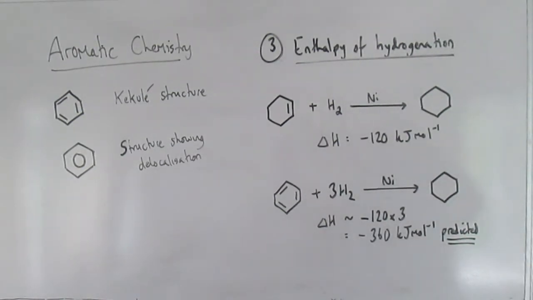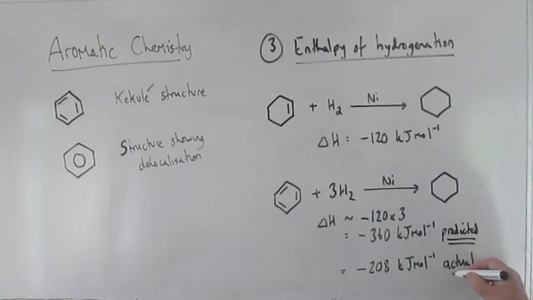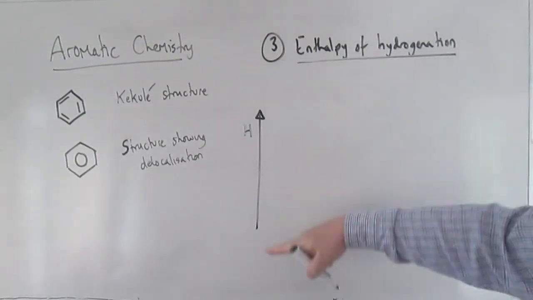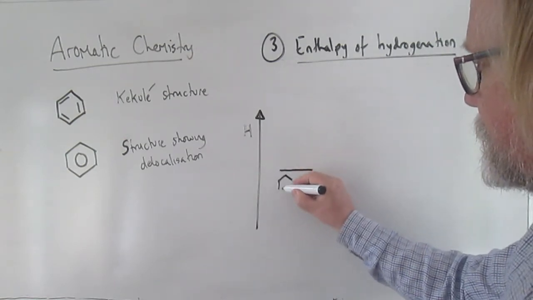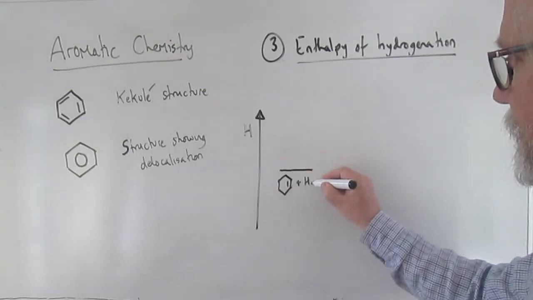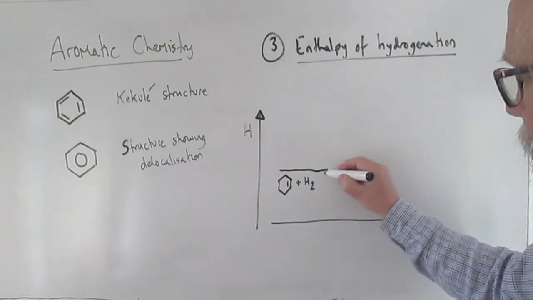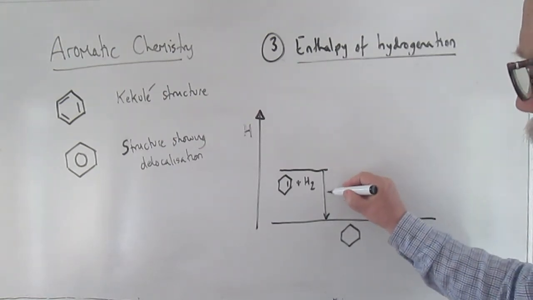But when you do the experiment, you find that that's not just a bit off, it's massively off. It's actually more like minus 208 kilojoules per mole. So it's much, much less exothermic than you would have predicted. And we have to think about why that is. I think the clearest way to see what's going on with these numbers is to show them on an enthalpy profile diagram. So we have enthalpy rising up there, and we've seen, starting with cyclohexene, which is here, plus hydrogen, that going from there to cyclohexane is exothermic, so that means cyclohexane is on a lower enthalpy level, so that you have an exothermic reaction there to give you cyclohexane, and that's minus 120.